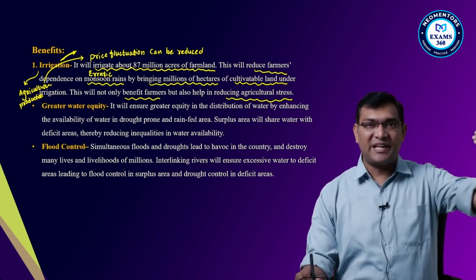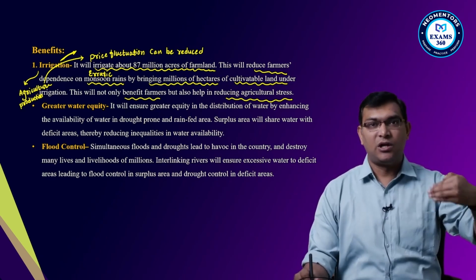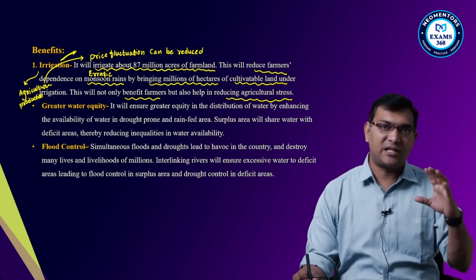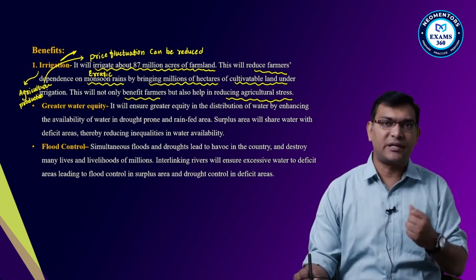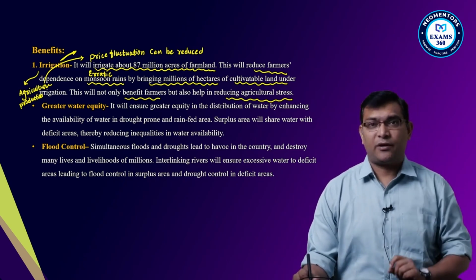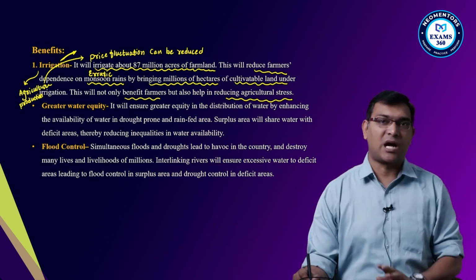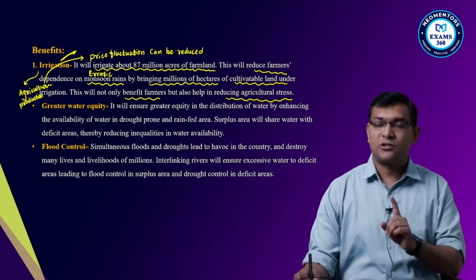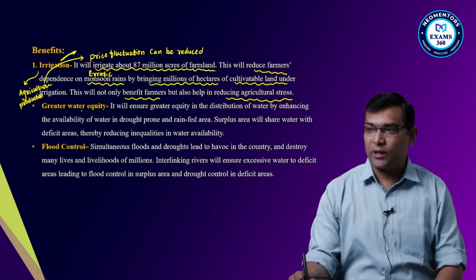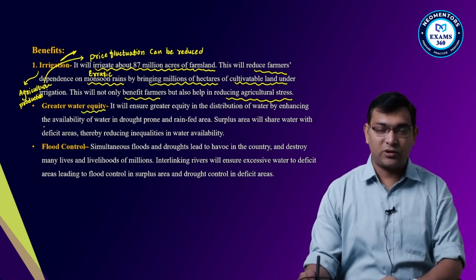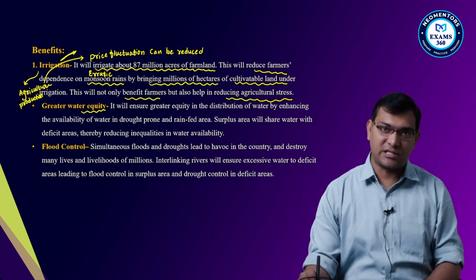That means you are linking perennial rivers with the non-perennial rivers, or one river which is surplus with another river which is a deficit. Bundelkhand region, Ken Betwa, where it is a water thirsty region. So what will happen? You can solve the problem of water scarcity there. Clear? So like that. Now greater water equity. Water stressed regions are there. Yes or no? There are. In India, there are water stressed regions.